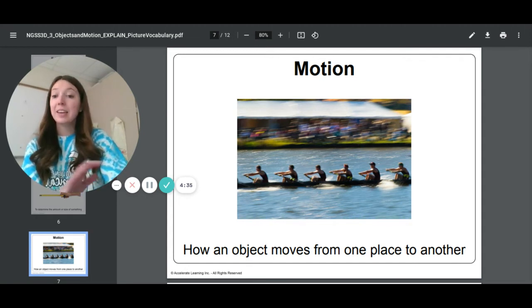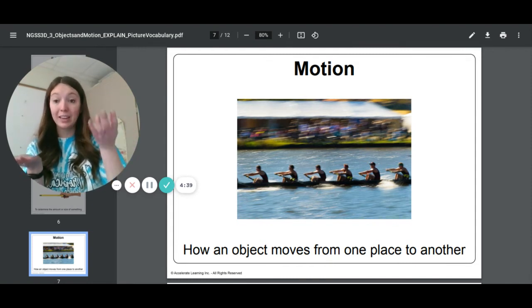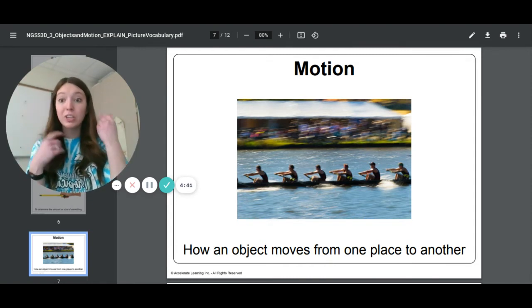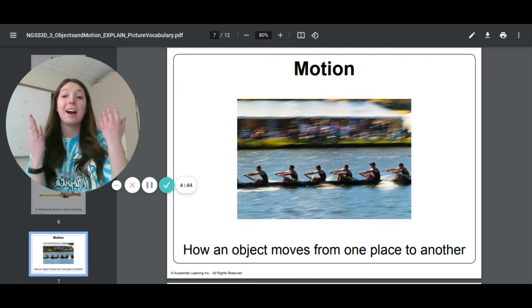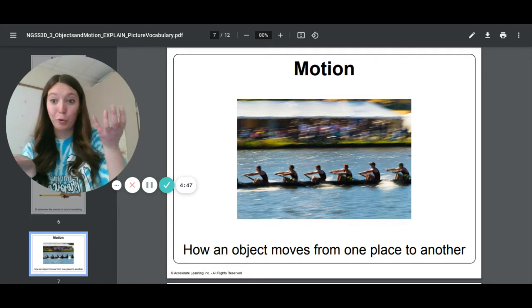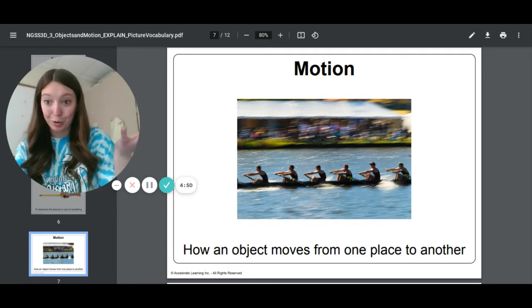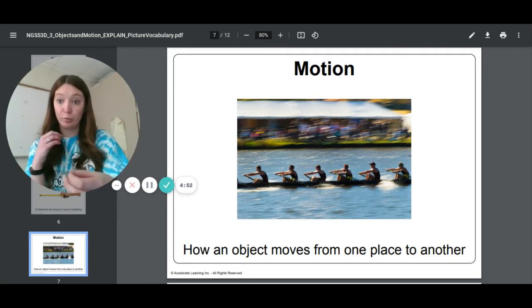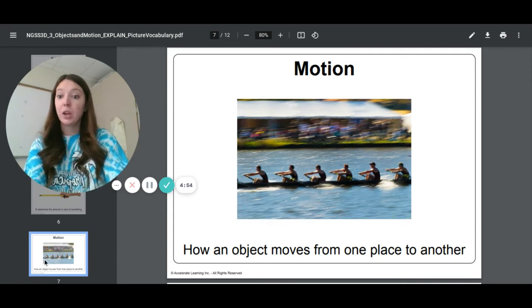M-O-T-I-O-N. Motion. Now, motion is just how an object moves from one place to another, okay? Something could have a fast motion or a slow motion. You've probably heard of slow-mo before. That's just an abbreviation for motion, okay? Motion is just that movement that's occurring, okay?